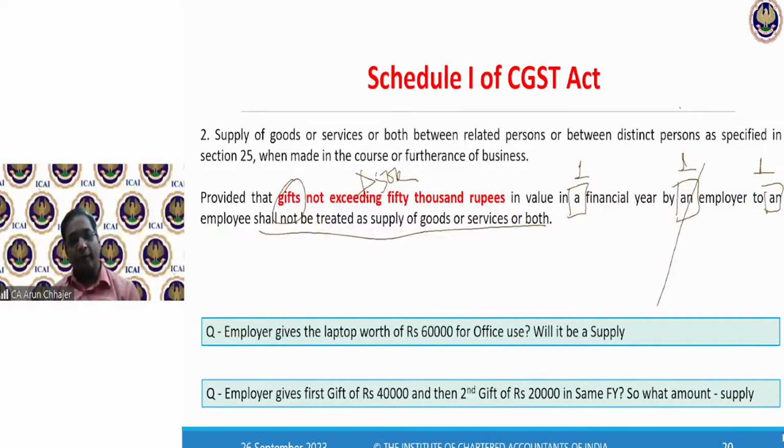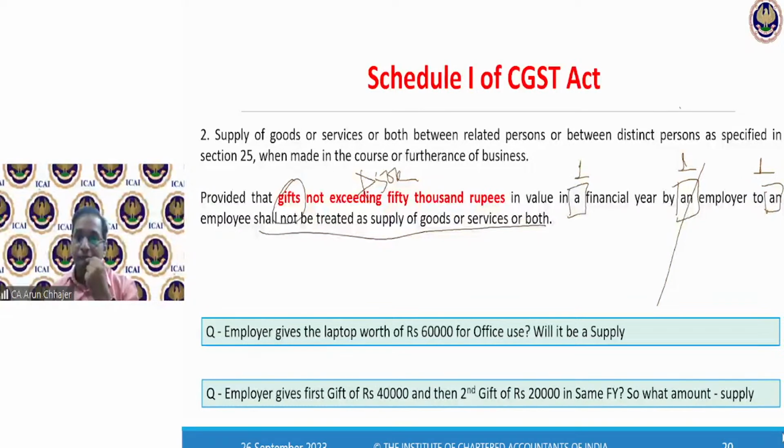The answer would be not taxable because they are saying one employer to one employee. Here, Mr. A is getting from two employers. So we have to see each employer; if it exceeds 50,000, then taxable. Correct? Now, suppose first gift is 40,000, second gift is 20,000.